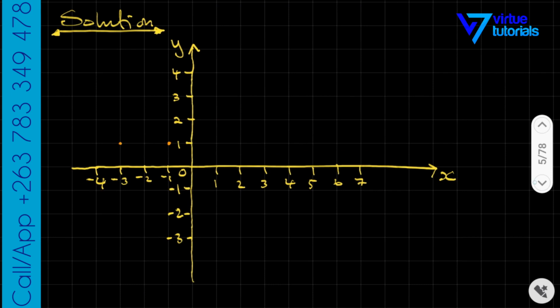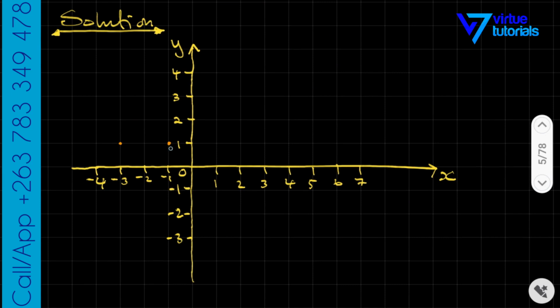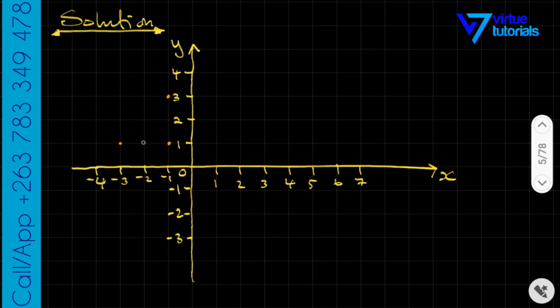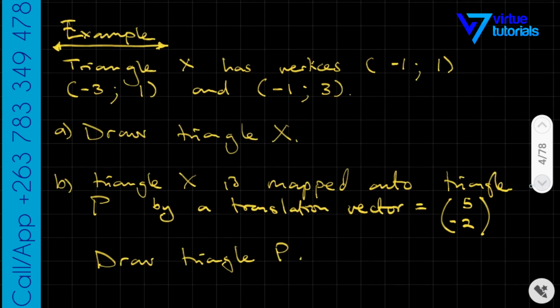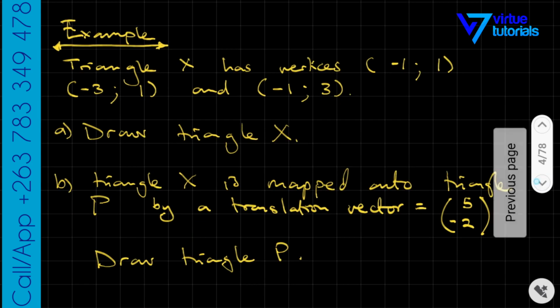That's the second vertex there. And then minus 1 and 3. That's the third vertex there. So let me just use another color. Perhaps the green will do. Here's my triangle. What's the name of the triangle? The triangle is X, so I can name my triangle X there. That's my part A. Vertices are simply the corners of the shape, so this is just the coordinates of the corners of the shape.